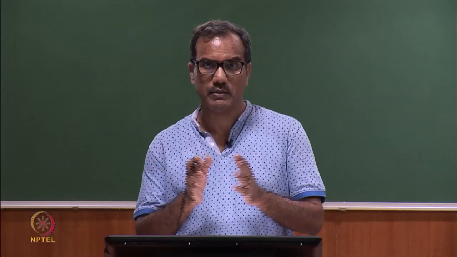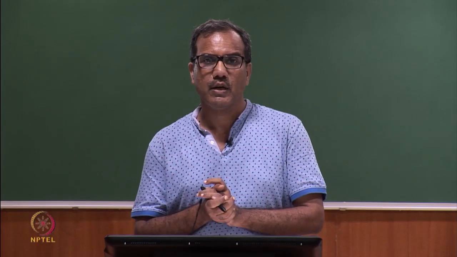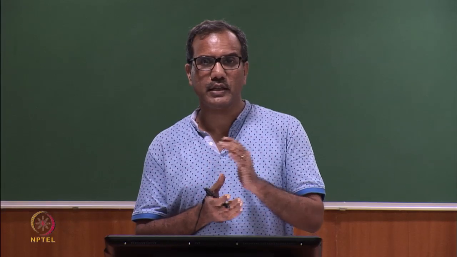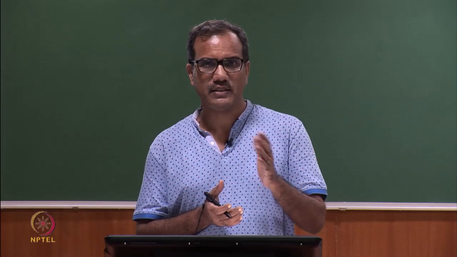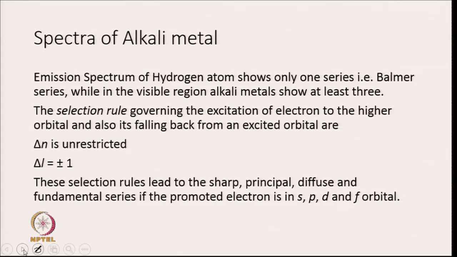We are talking about the visible region, where hydrogen shows only one series, while in the visible region, alkali metals show at least 3 series. The selection rule is the same as what we discussed for the hydrogen atom: delta n is unrestricted and delta L is plus or minus 1. These selection rules lead to sharp, principal, diffuse and fundamental series if the promoted electron is in s, p, d and f orbital respectively.